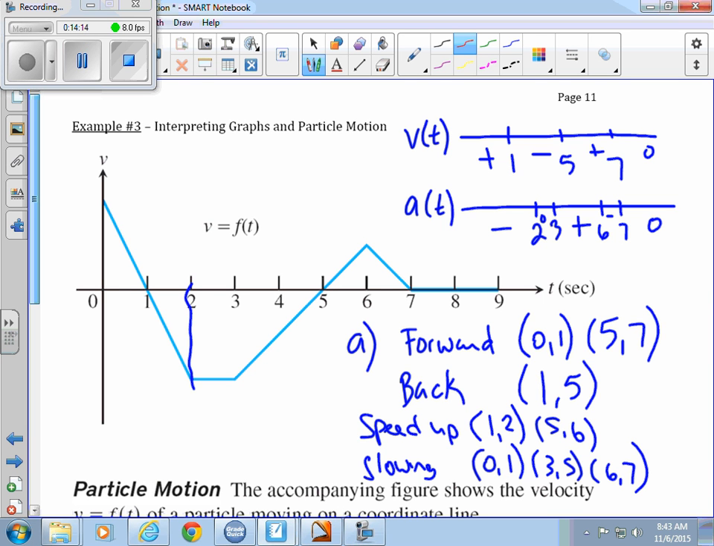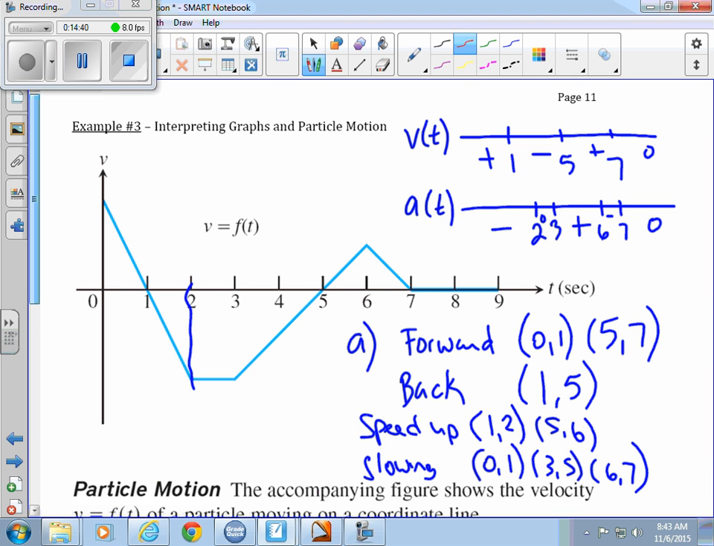So from 0 to 1, opposite signs, slowing down. Is that what we got? From 1 to 2, both negative, speeding up. 2 to 3 we completely leave off because if the velocity or acceleration is 0, that means we are neither speeding up nor slowing down.